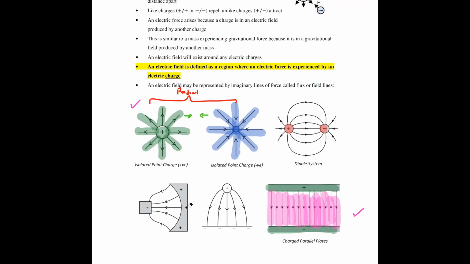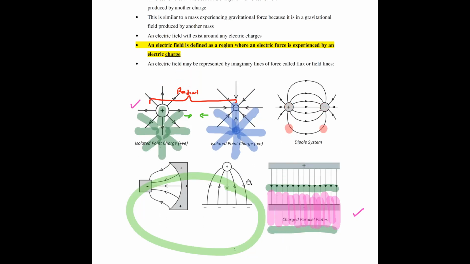And then for the fourth and fifth example here, this is just an example of some other different field systems. Don't need to remember how they are drawn, but just remember some of the rules in which field lines are drawn. This one will be in the next page.